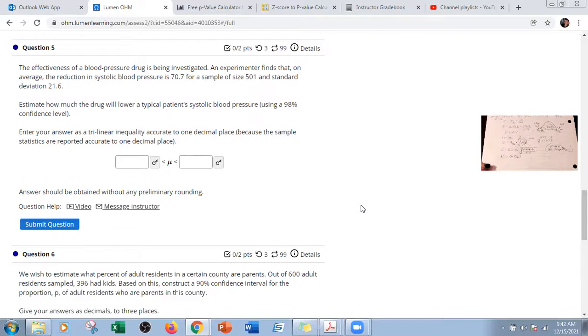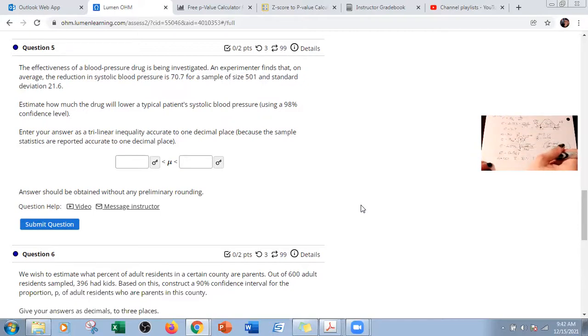So what I'm going to do right away is I'm going to write that n is equal to 501, x bar is equal to 70.7, and s is equal to 21.6. This is information from a sample of size 501. Estimate how much the drug will lower a typical patient's systolic blood pressure using a 98% confidence level.